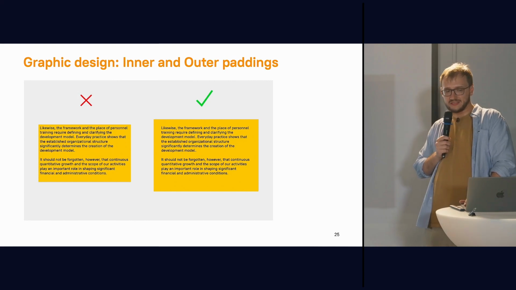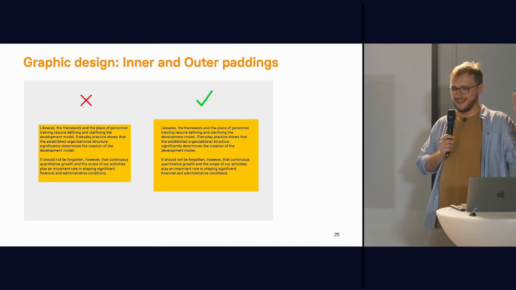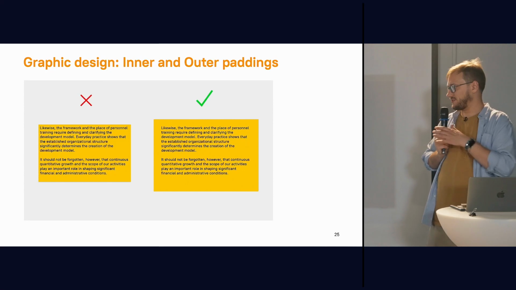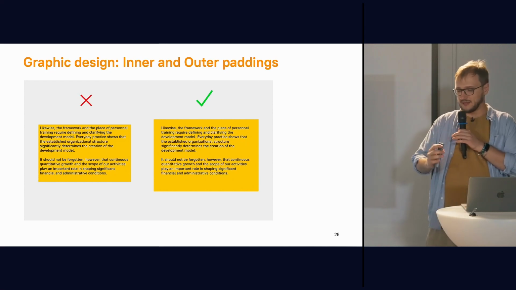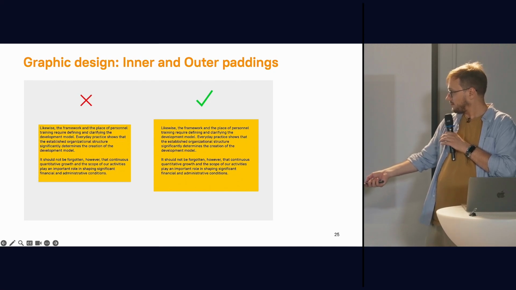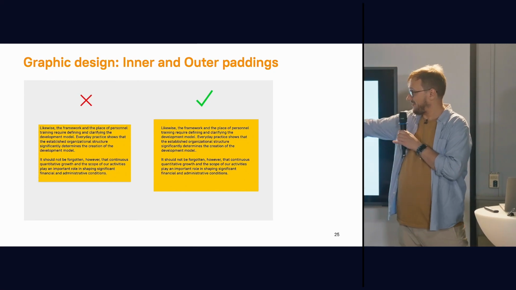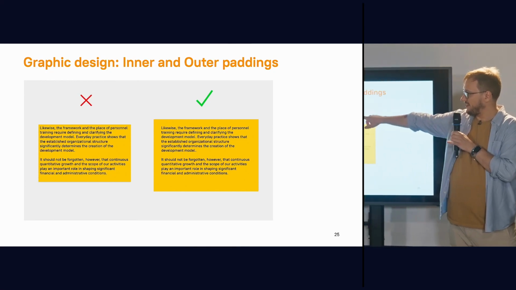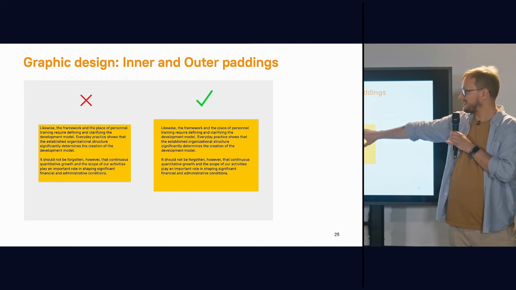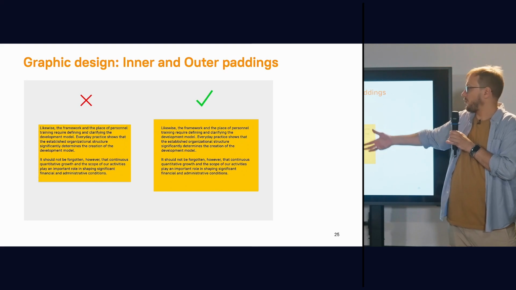And also, a child of these 2 rules is the inner and outer paddings rule. The main idea is that if we have, for example, a text inside a panel, and the distance from the border to the text is really small, it looks not cool. It's not really accurate.